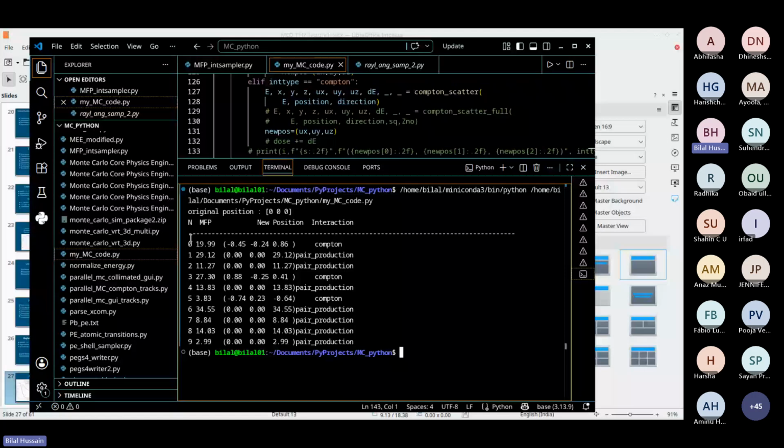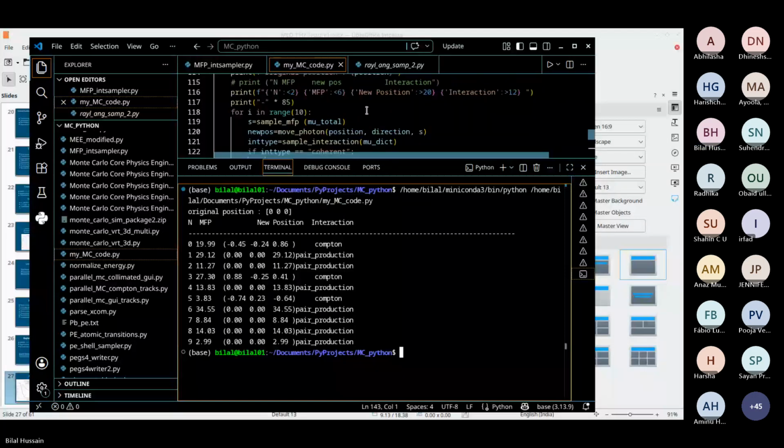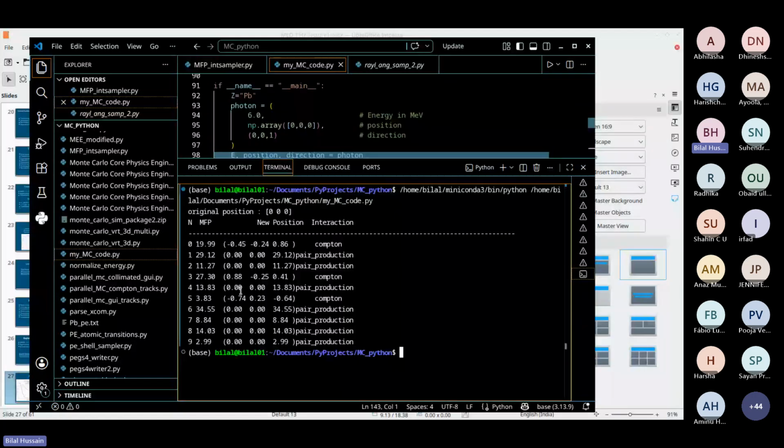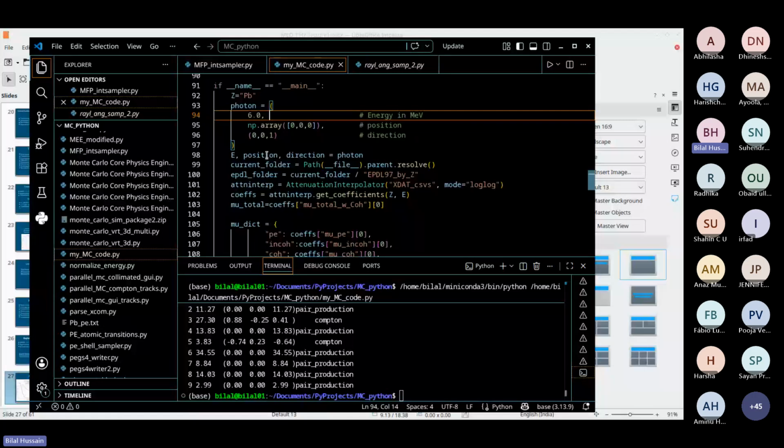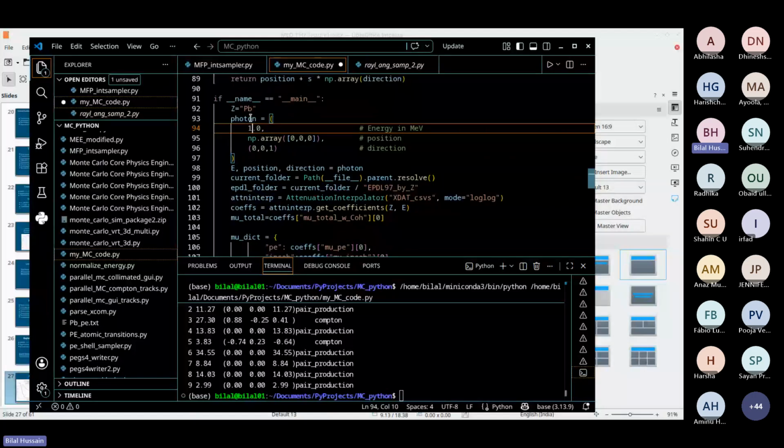Okay, in 10 sampling, the first sampling, I get, of course, this is for a material. This is a real material I took, real data I took from the XCOM and other things. For lead, I took 6 MeV as energy. As I told you, every photon should have these 7 parameters. So one is the energy, position, and direction. So 6 MeV. I can show it for both. I'll show it for 1 MeV also. Let us say first I will go for 1 MeV. Okay. So first I'm going for 1 MeV.